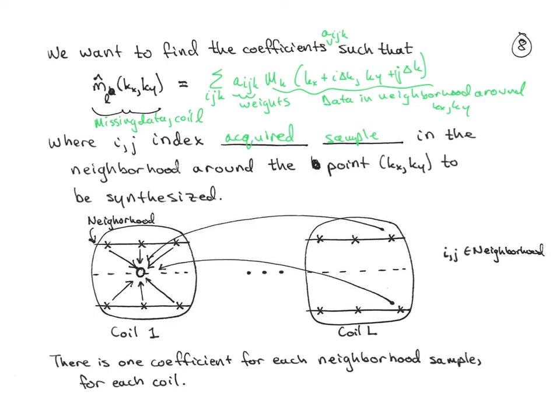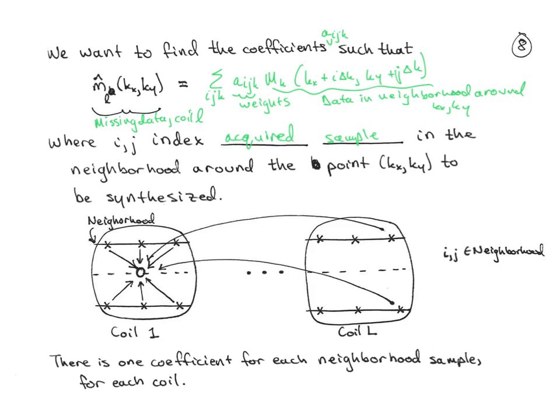Right, so let me say this one more time because it's important to get this right. What we're saying is that we want to find a set of weights such that when we multiply those weights by the data around a given k-space location kx, ky, where those points are indexed by i and j, and we're also going to sum across all the coils k, right? So we're going to have different k-space data for every coil and also different weights for every coil. When we multiply these weights by that data, we should get the data back for this coil L, okay? Where again, i and j index acquired samples in the neighborhood around the point kx, ky, where this is the point that we're trying to synthesize.